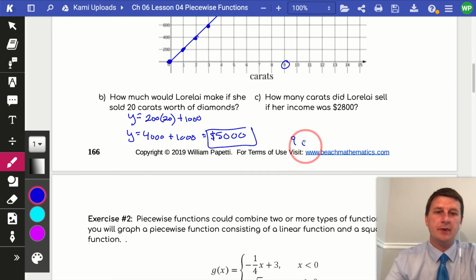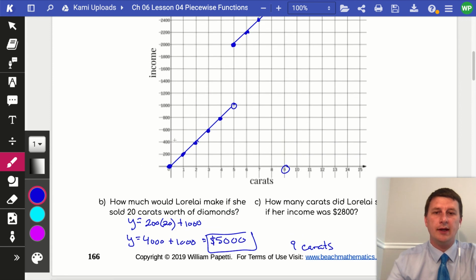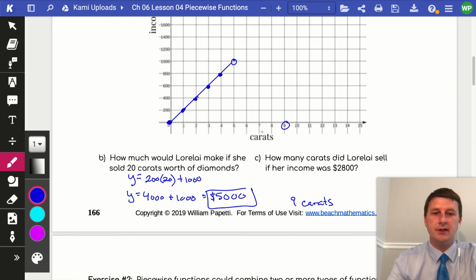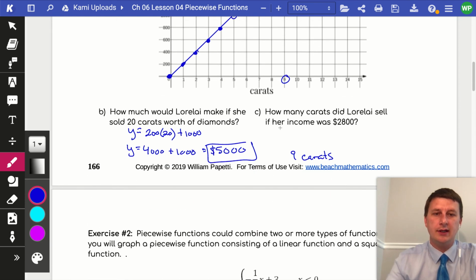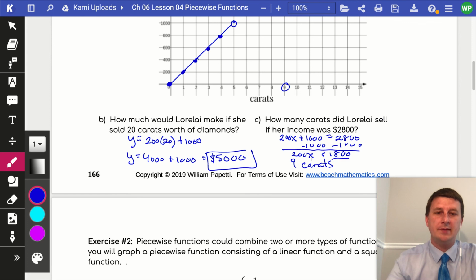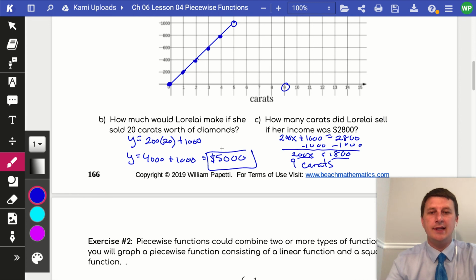And again, if we wanted to do that algebraically, we could set $2,800. We would see that you only make up to 1,000 selling in the first range. So we're just going to set the second equation equal to 2,800. So we could do 200x plus 1,000 is equal to 2,800. Subtract 1,000, subtract 1,000. And we'll be left with 200x equals 1,800. And when we divide both sides by 200, we'll be left with 1,800 divided by 200, which is 9. So you'd get 9 carats that way as well.